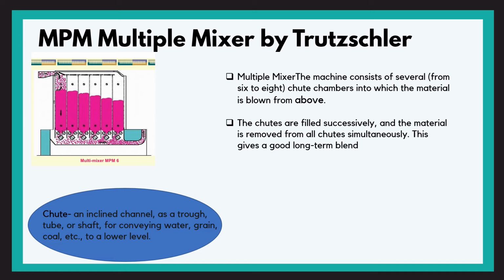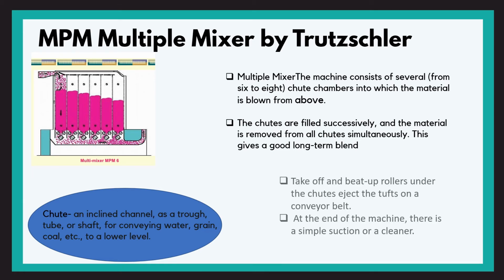हमारे यहाँ पे इसका काम है fibers पहुँचाना. So in these chutes, we fill the material successively, मतलब एक के बाद एक, at different levels, and then remove them simultaneously to get a good mixture. Now this pink color you see in the picture is the material being filled at different levels in the chutes. Now the takeoff and the beat up rollers under the chute eject the tufts on a conveyor belt. Conveyor belt पे वो अपना tuft डाल देता है. At the end of the machine, there's a simple suction or a cleaner.